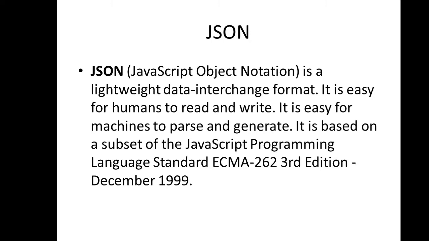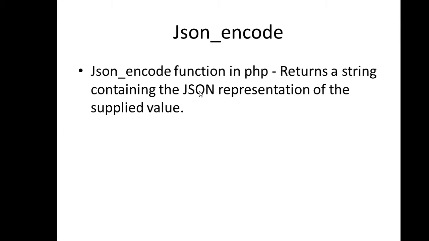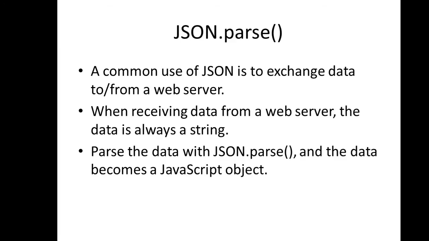So what is important here is it says data interchange format. And in PHP, we have this function, json_encode. This returns a string containing the JSON representation of the supplied value. So the value supplied will be converted to a string, but in the JSON representation. And this function is in PHP. And I'm going to use this function also, JSON.parse, which is a method of the JSON class.